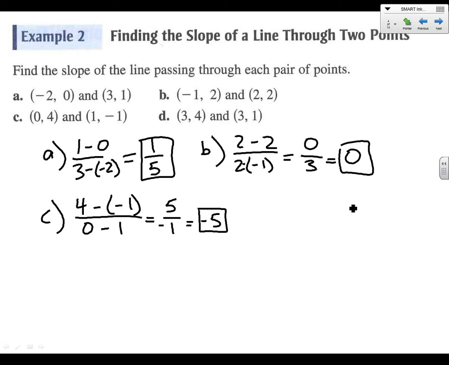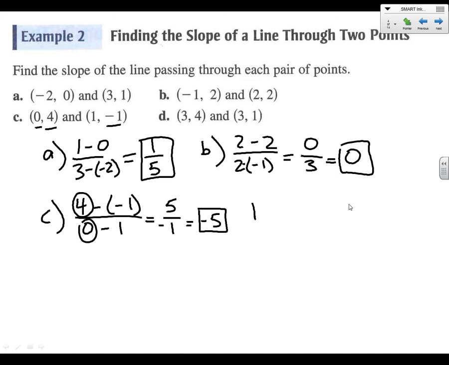Notice on this one that I decided to start with the first one first. That's fine. I did that because I thought it might be easier than going negative 1 minus 4. It's pretty much the same, but I just decided I didn't want to start with the negative. The order doesn't matter as long as if I start with the 4 for the y's, I start with the 0 for the x's. Just make sure the ordered pairs line up.